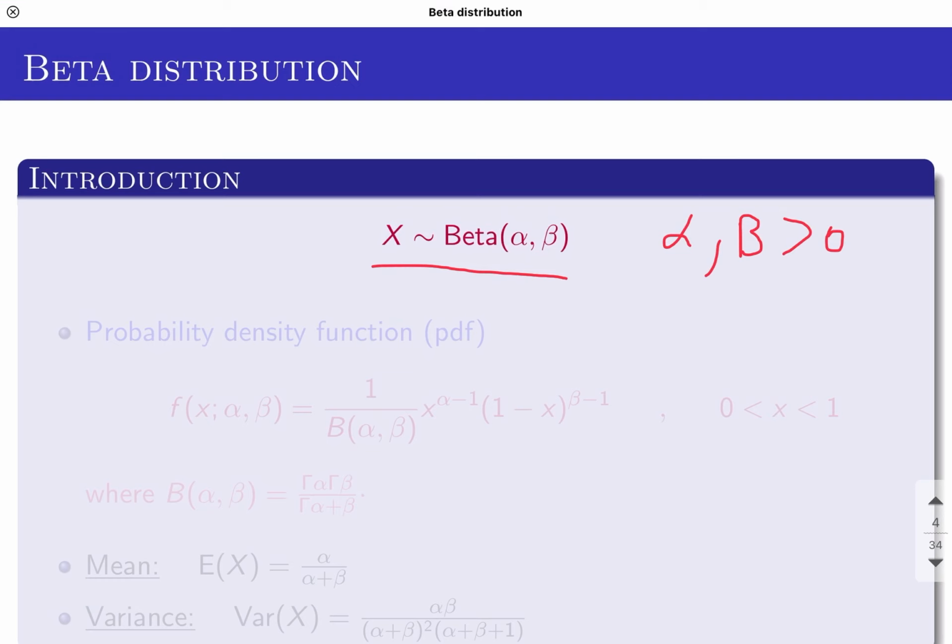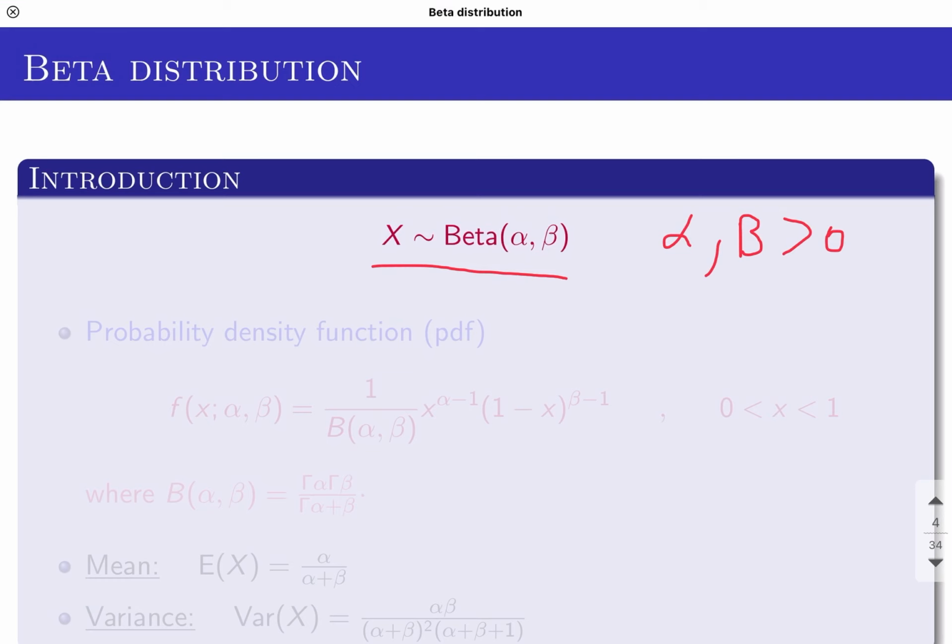It's 1 over the beta function of alpha and beta, times x to the power alpha minus 1, times 1 minus x to the power beta minus 1. The random variable x can take values between 0 and 1. Where the beta function of alpha and beta is just gamma of alpha times gamma of beta in the numerator, and the denominator is gamma of alpha plus beta.